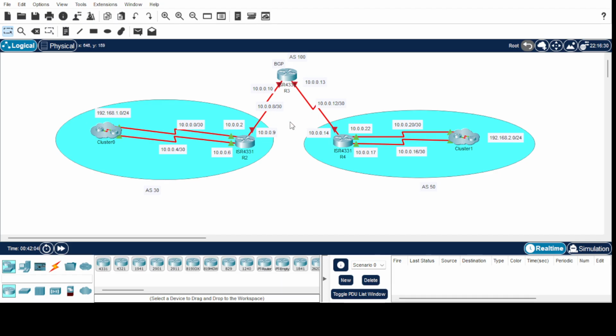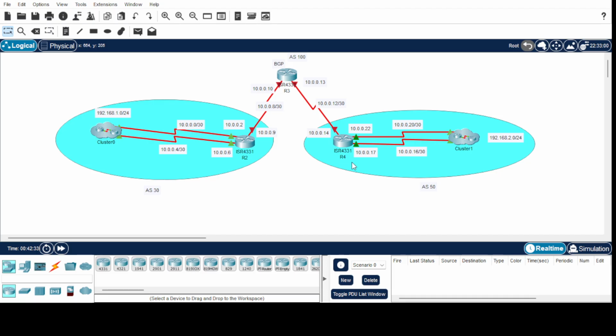In my previous two videos, I made two network domains: in one, the internal routing protocol was OSPF, and in another video I made the internal routing protocol EIGRP, and let them interconnect with the use of the BGP routing protocol.